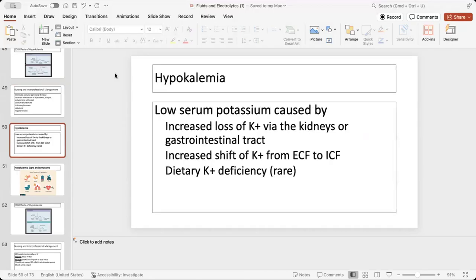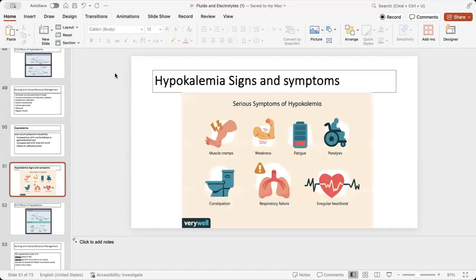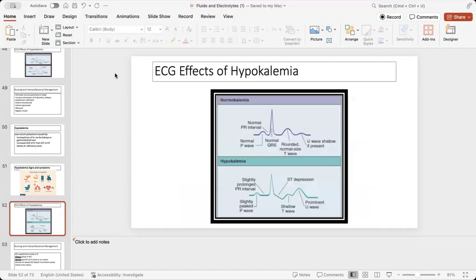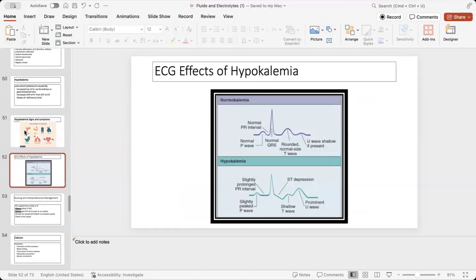What happens if our potassium is low? What changes are you going to notice with hypokalemia? ST depression, we might see a prominent U wave, which usually you don't see very often, okay? Slightly prolonged PR interval. So again, it could give you the thought that, oh, that seems a little low. Do you need to memorize your lab values? No. Remember, your normals will be given to you.